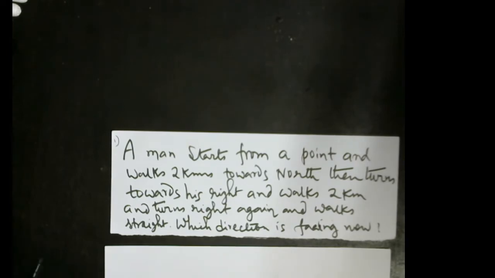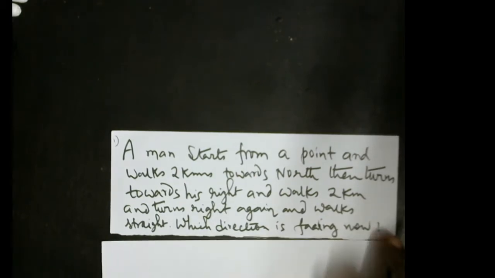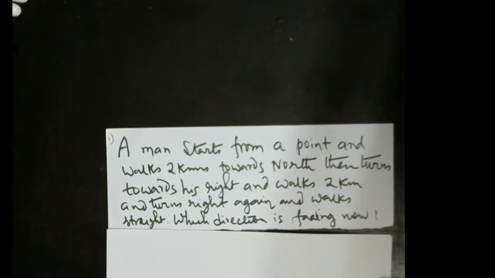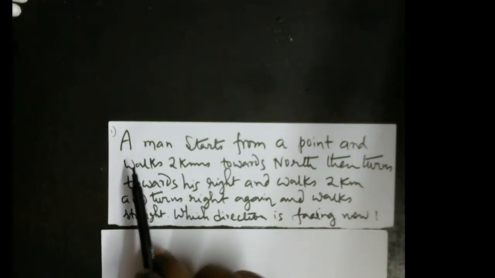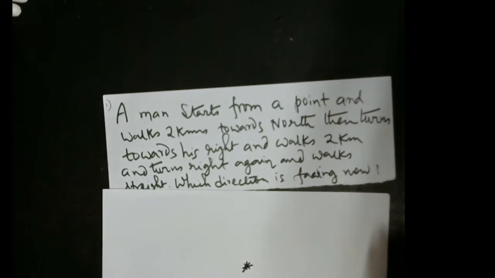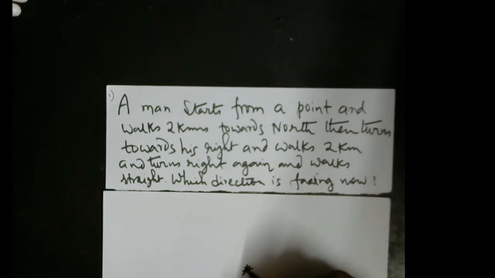We have 4 types of questions in direction test. The first type, which I am now going to discuss, is final direction, where we decide which direction he is finally facing. Now look at the question. A man starts from a point, the starting point. Now the next point: he walks 2 kilometers straight towards north.